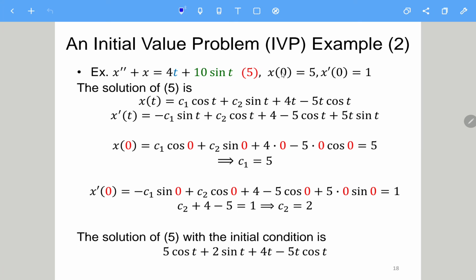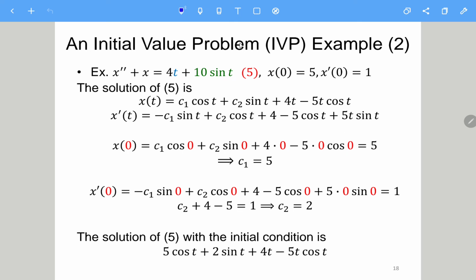So we have x of 0 to be 5. We can just plug in 0, and we can solve c1 to be 5. And then this is the solution. And then we can take the first derivative to be like this. And then we can just plug in 0 here, so that we have x prime of 0 to be 0, and then we can solve for c2 to be 2.